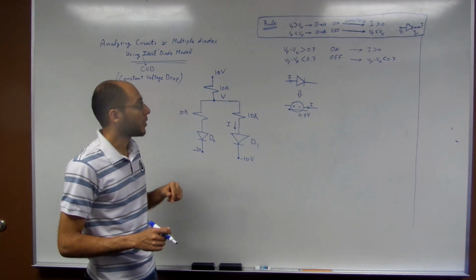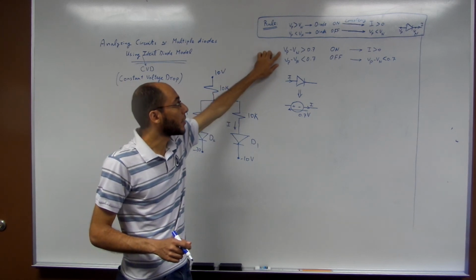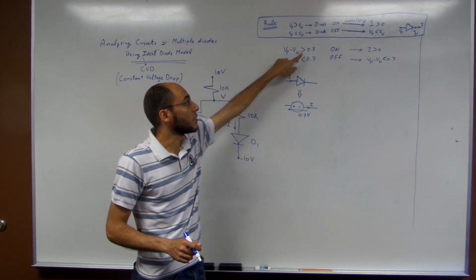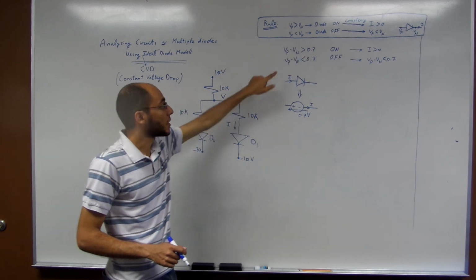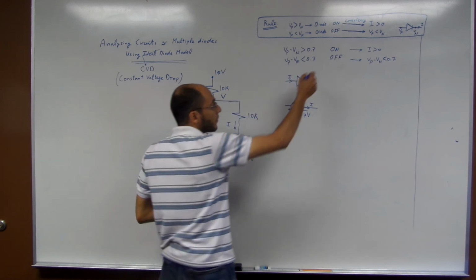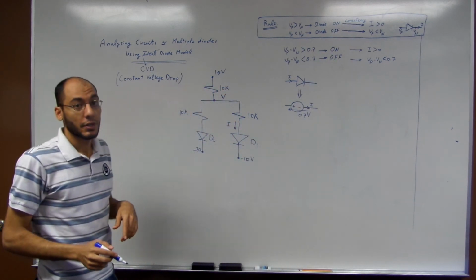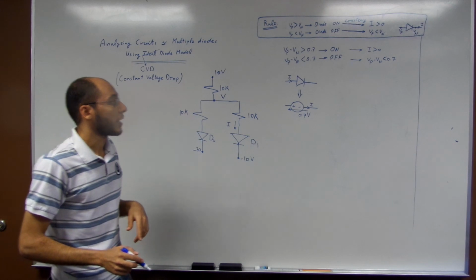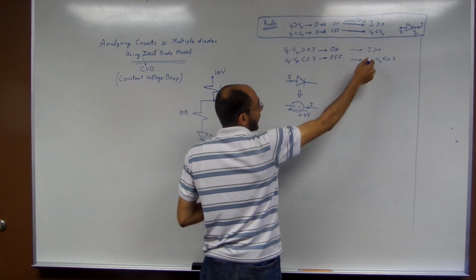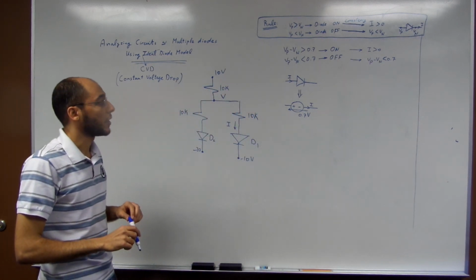What does that model say? It's pretty much the same as the ideal model, but instead of comparing VP minus Vn to 0, you compare it to 0.7 volts. When it is less than 0.7 volts, the diode is off, and when it is higher, the diode is on. Again, for consistency, you make sure that I is greater than 0, and for when it is off, you have to make sure that VP minus Vn is lower than 0.7 volts.